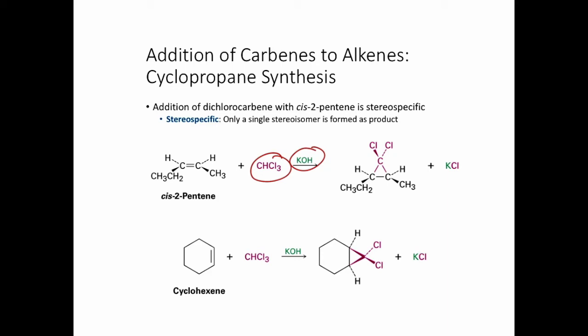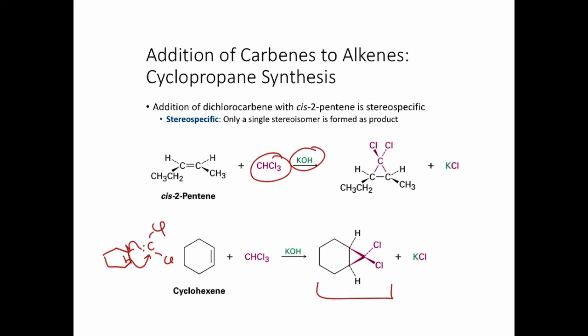The mechanism for this is very straightforward. So the carbene is formed as I showed you, and then with two arrows, you have one arrow from the pi bond attacking the carbon, and then another arrow from the lone pair of that carbene attacking a carbon of the alkene. And that gives us the product.